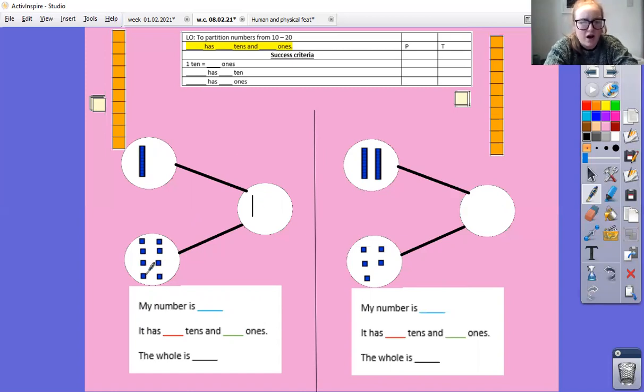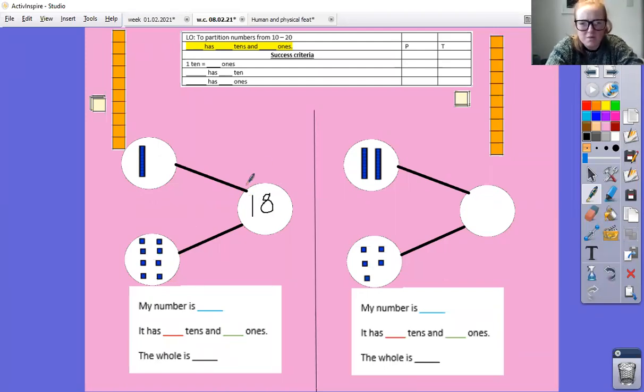Okay, and then my other part, are these 10s or 1s? These are 1s. How many 1s do I have in my other part? 1, 2, 3, 4, 5, 6, 7, 8. So I have 8 1s. How do I represent that in my number? I've got 1 ten, and I'm going to write after it, 8 1s. Fantastic. So I've got 1 ten and 8 ones.